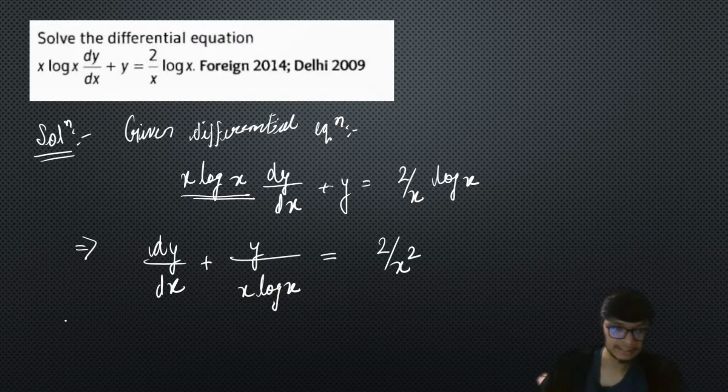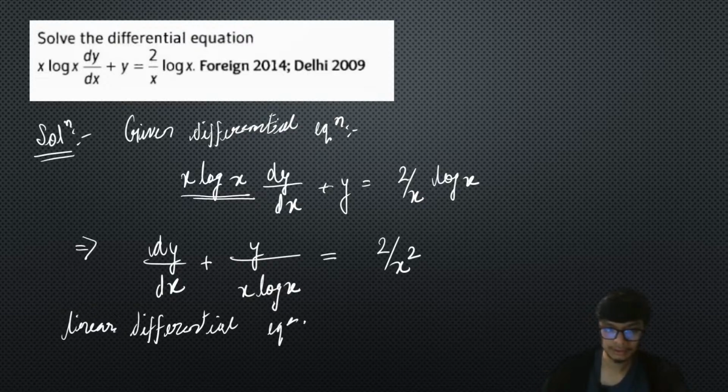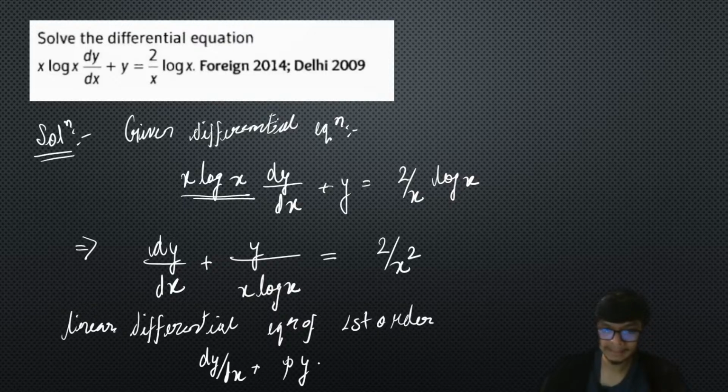So, if I recall, the linear differential equation of first order is of the form dy upon dx plus p times y is equal to some q, where q is a function of x as well as p is a function of x, right?